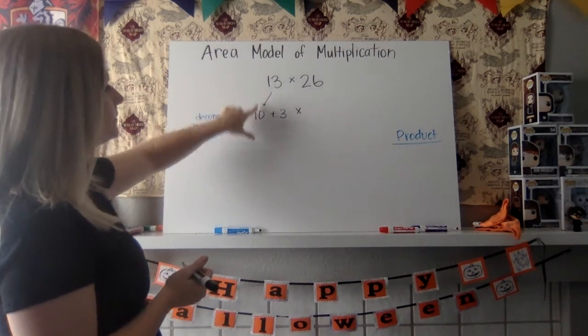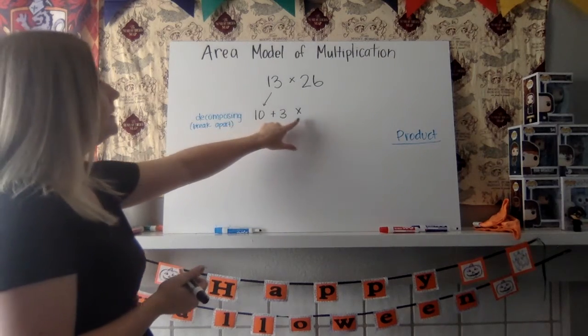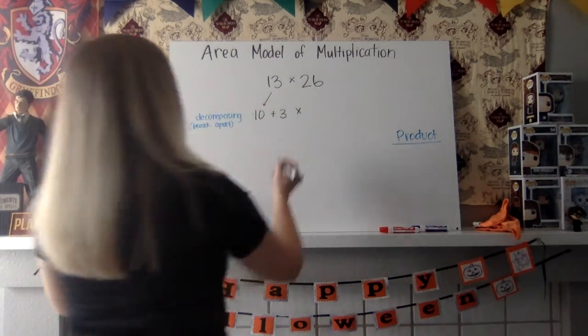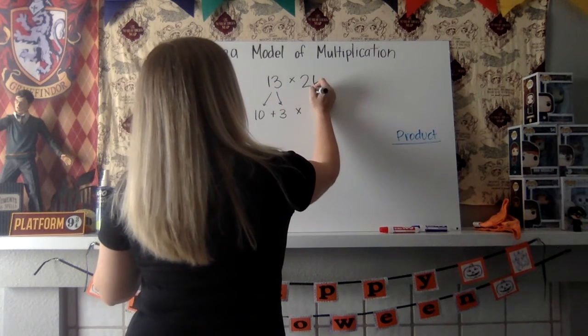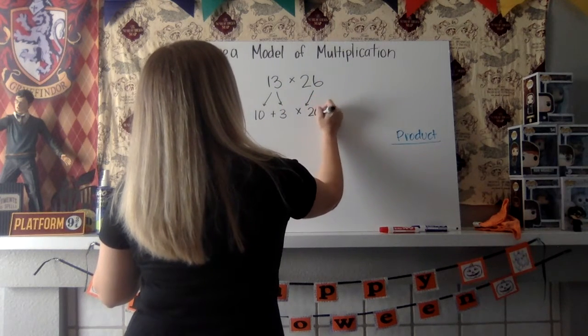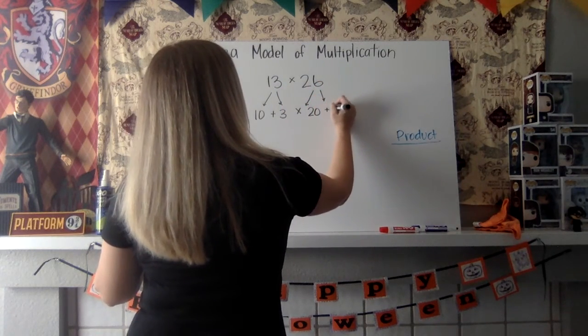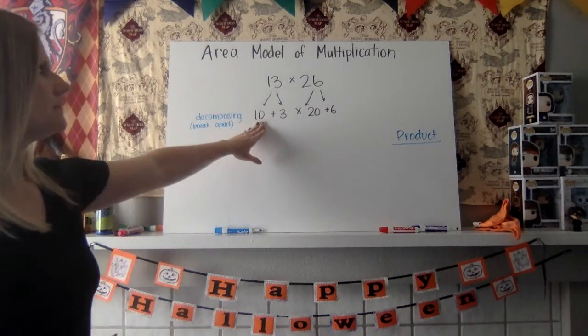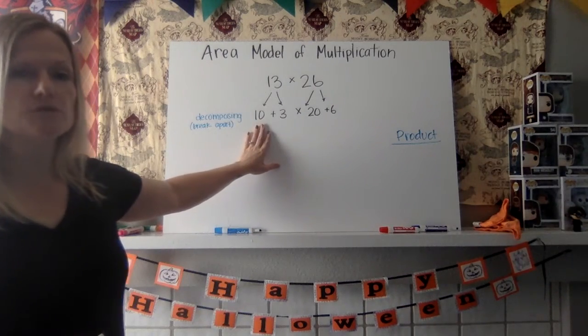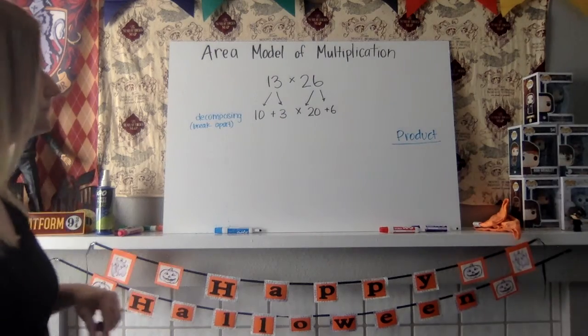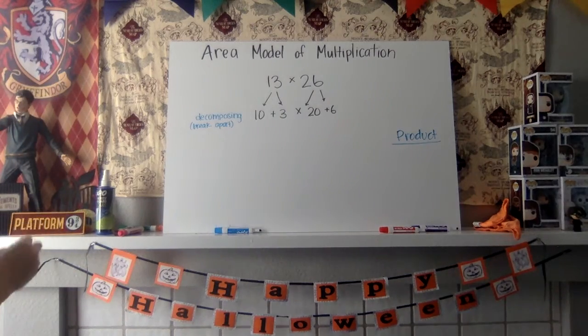There's a 1 in the tens place, so that means 10, okay? Times 26. We are going to decompose that. 26 decomposes to 20 plus 6, okay? So this is the basic expanded form that you guys practiced in 4th grade, okay? So we decompose the numbers.